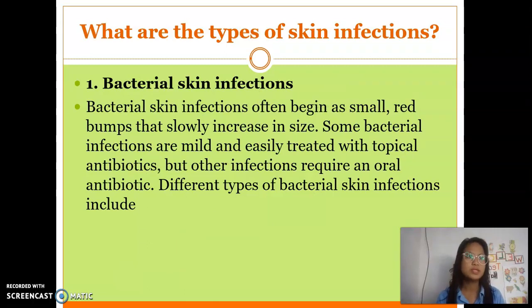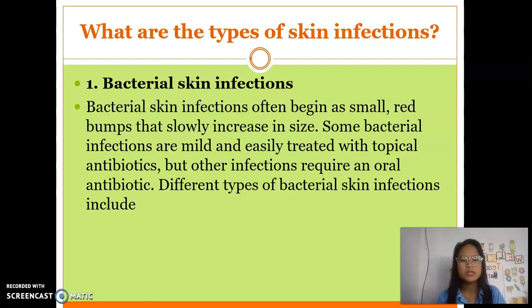Number 1 is bacterial skin infection. Bacterial skin infections often begin as small, red bumps that slowly increase in size. Some bacterial infections are mild and easily treated with topical antibiotics, but other infections require oral antibiotics.